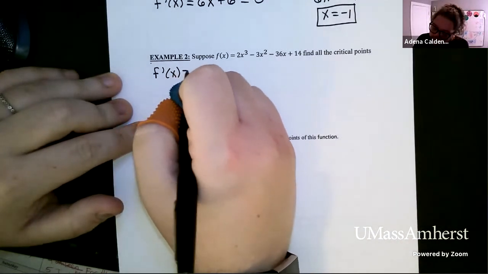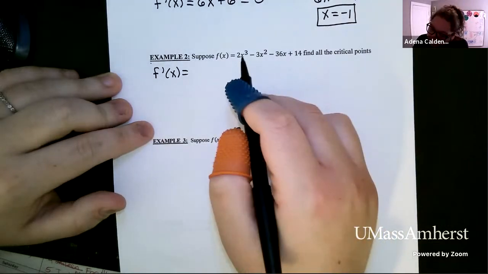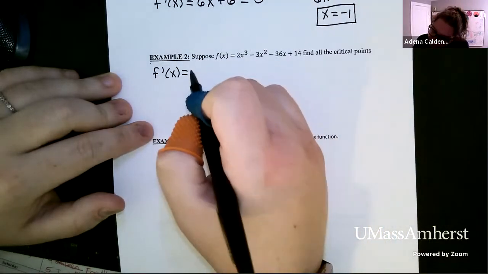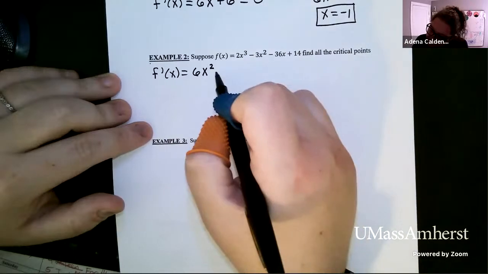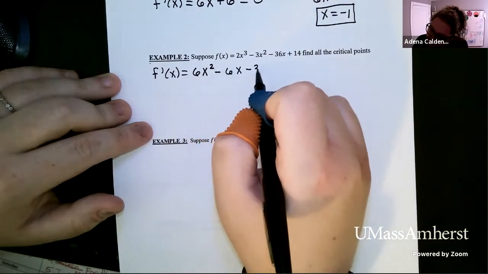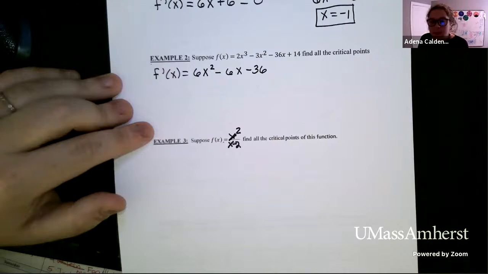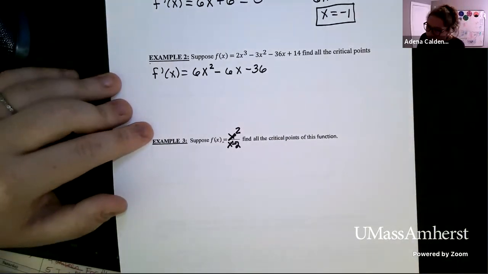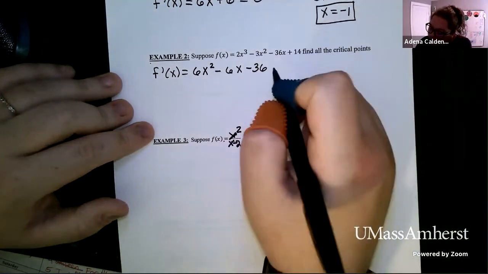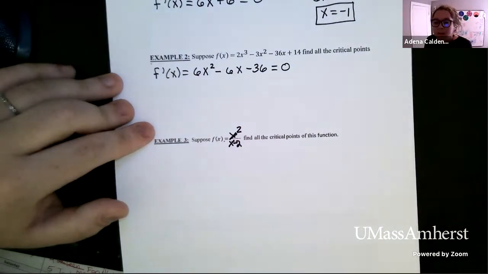So here we go through our regular derivative rules. So we have 6x squared minus 6x minus 36. And then the 14 goes away because it's a constant. And we want to know, when does that equal 0?